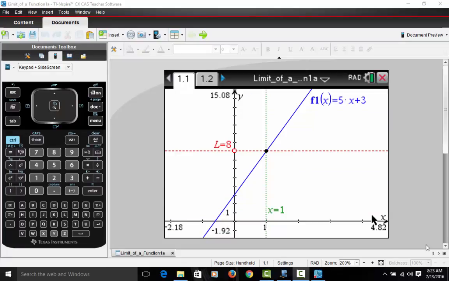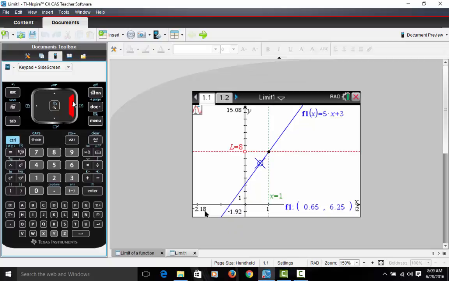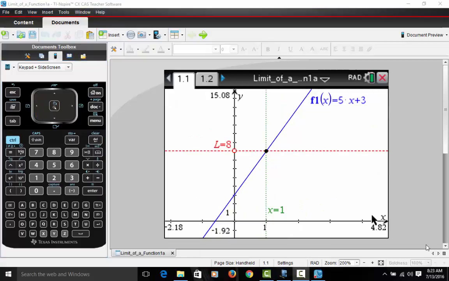On the screen, you will see the graph of f of x equals 5x plus 3. As we trace the function and approach x equals 1 from either the left or the right, the values of f of x equals 5x plus 3 seem to get close to 8. The questions become, how do we define close, and what do we mean when we say the values of f of x equals 5x plus 3 are close to 8?